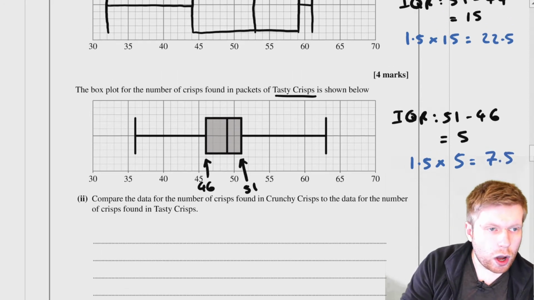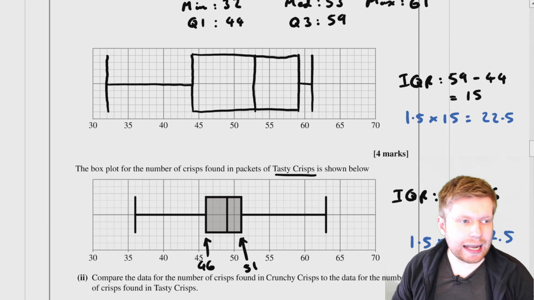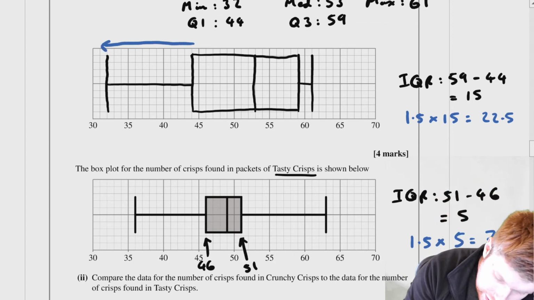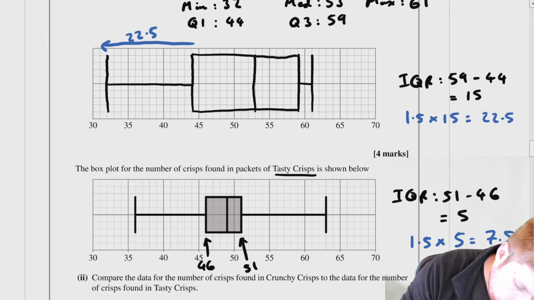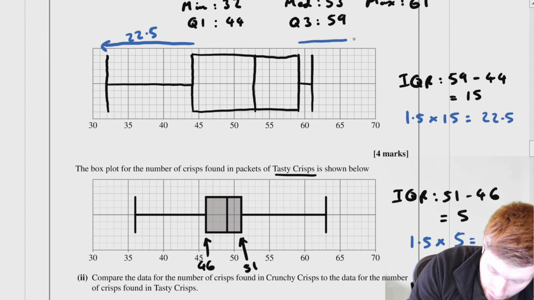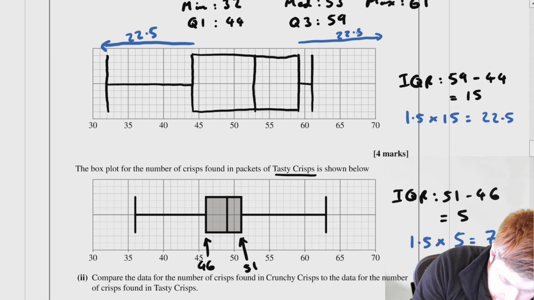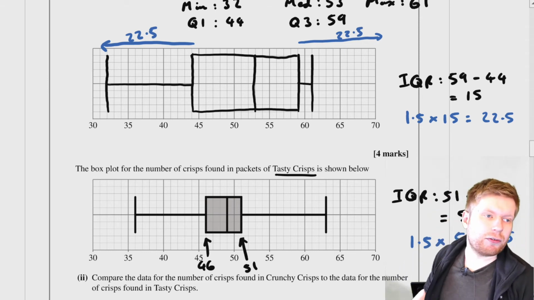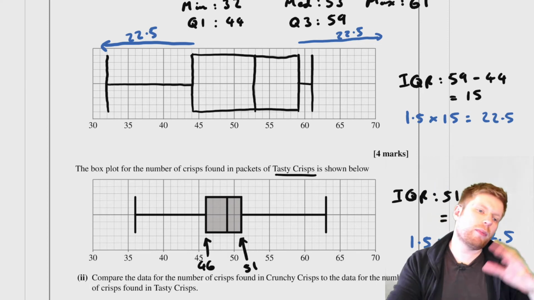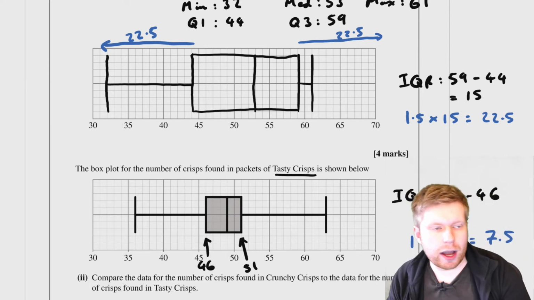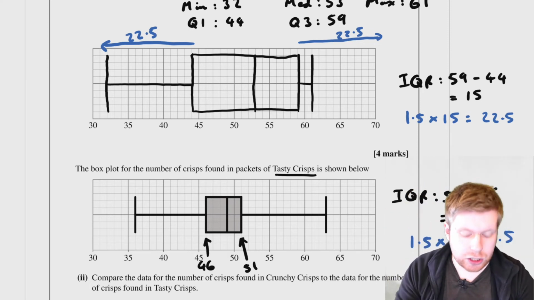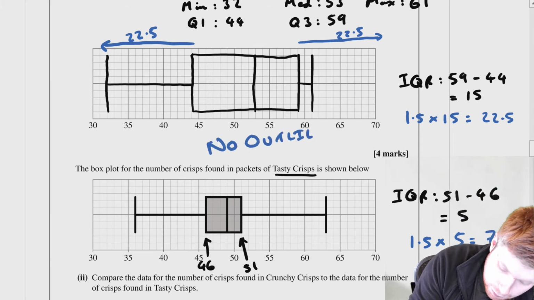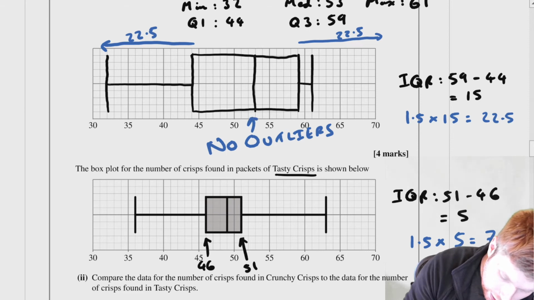In other words, for the top box plot, if there are any outliers in your data, I need to measure backwards 22.5 from the lower quartile and upwards 22.5 from the upper quartile. As you can see, all of my data falls within 22.5 from my lower quartile and 22.5 above my upper quartile. So there's no outliers in this data, in my first box plot at least. So there's no outliers in here.